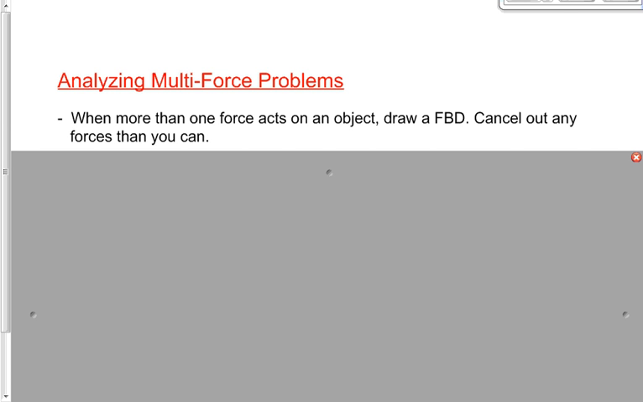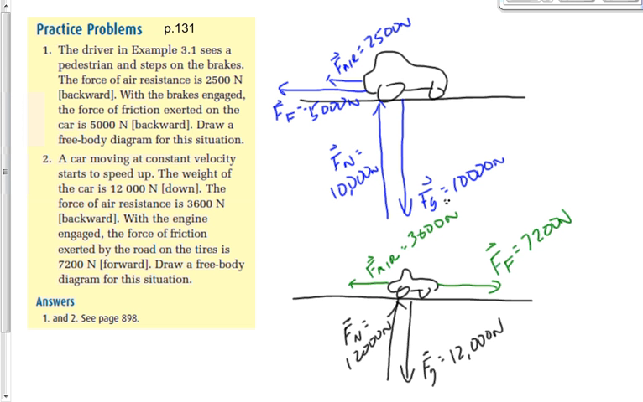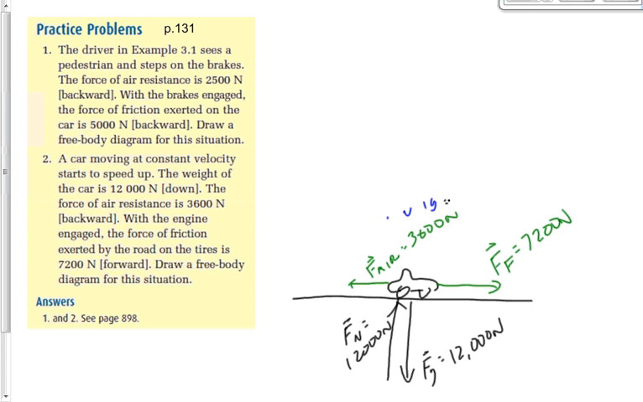Now, the next step says, cancel out any forces that you can. What do we mean by that? Let's go back to the problem that I just did. That's problem number 2 on our practice problems. There are 2 forces in this practice problem that I could cancel out.